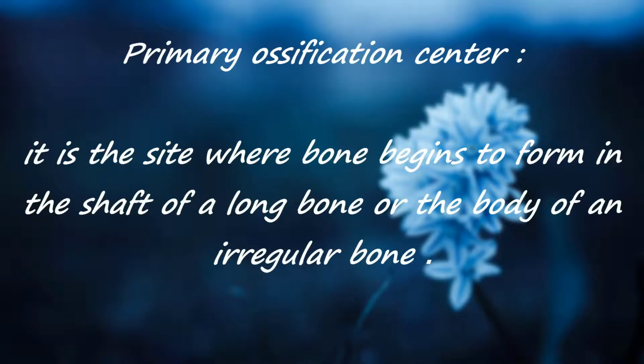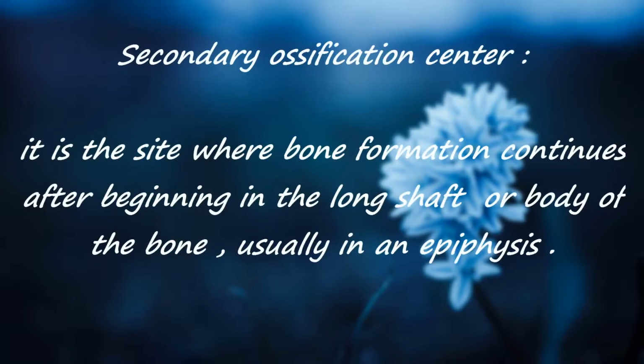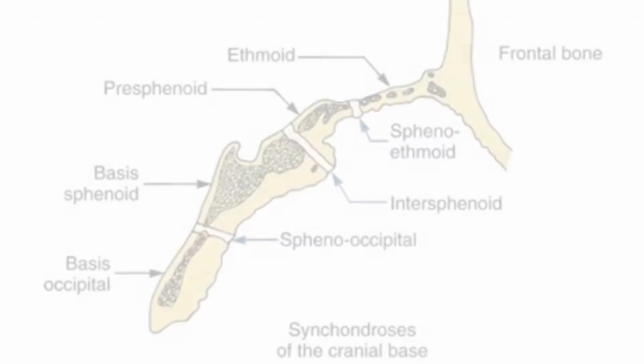Primary ossification center. It is the site where bone begins to form in the shaft of a long bone or the body of an irregular bone. Secondary ossification center. It is the site where bone formation continues after beginning in the long shaft or body of the bone, usually in an epiphysis.